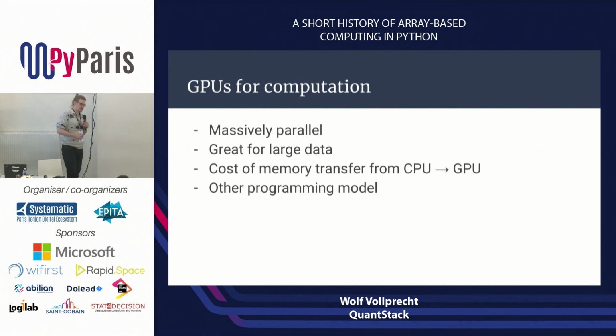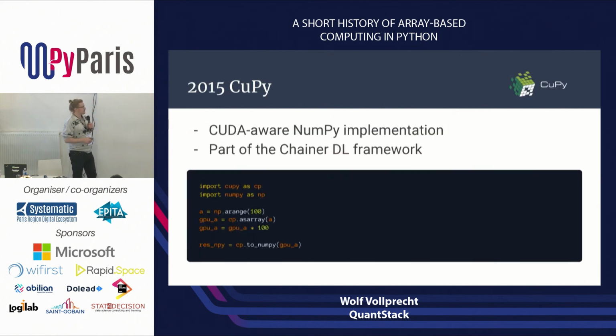Now, another trend that's happened is that GPUs are used for computation more and more. And GPUs offer a massive parallelization of your computations. And it's great for large data. There's a kind of a cost that you have to pay when you send your data to the GPU because it needs to be transferred from the CPU to the GPU. And it's a bit of a different programming model. But all of this is pretty well hidden behind CuPy, where the Cu in CuPy stands for CUDA, which is the library that NVIDIA published for general GPU programming. And it's basically the industry standard now.